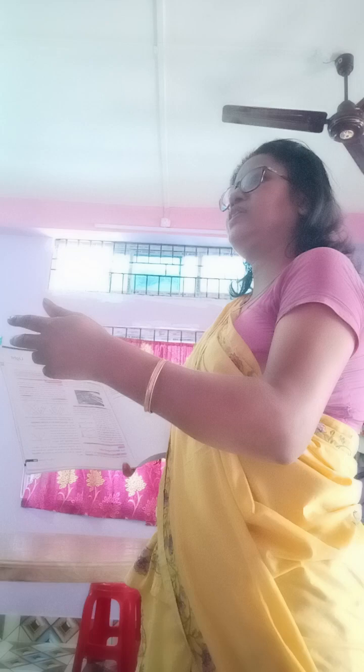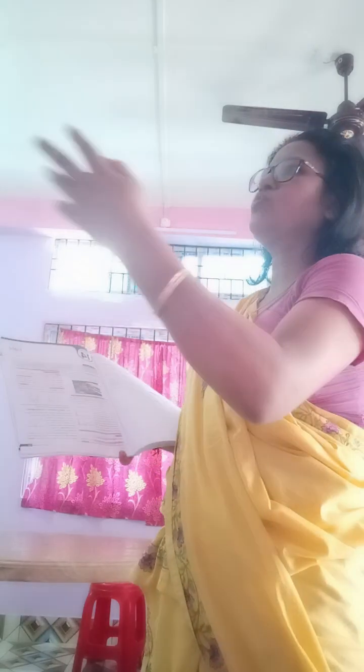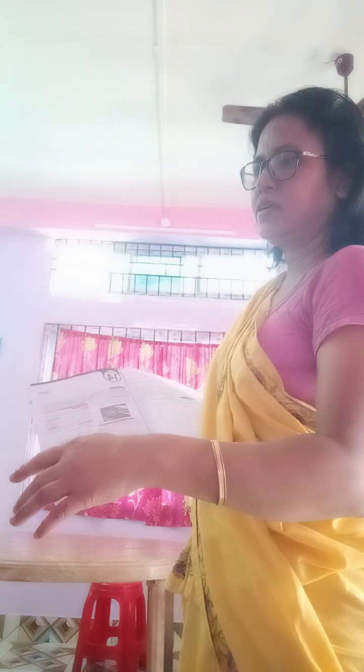What is light? Light is a type of form of energy. When light falls on objects, we can see the objects clearly. From where we get light, that is known as source of light. So sun is the natural source of light. When light falls on objects and then from the object the light enters our eyes, we can see the object.